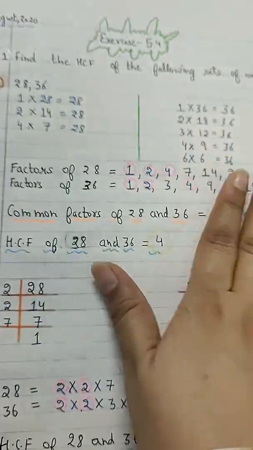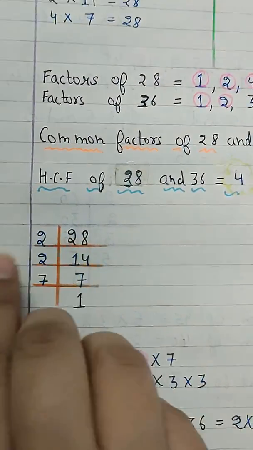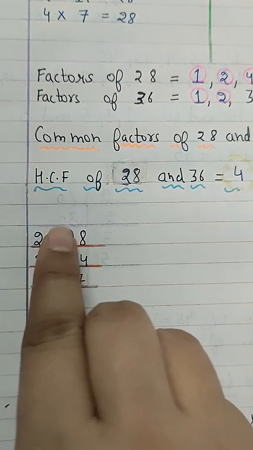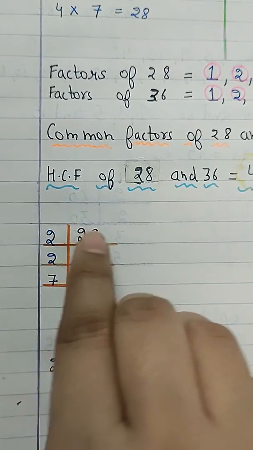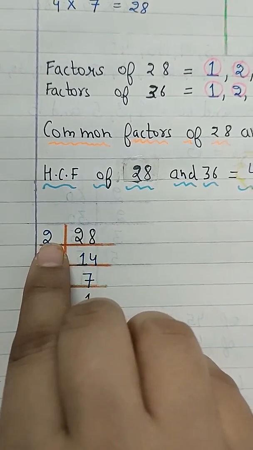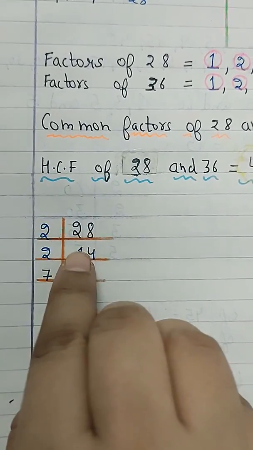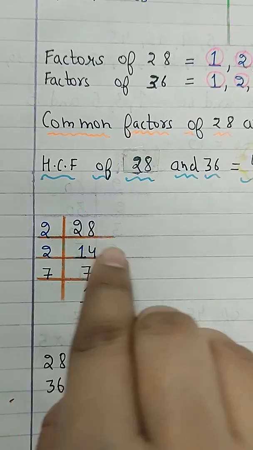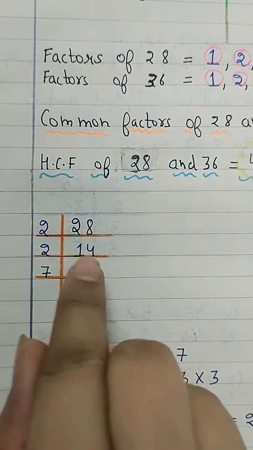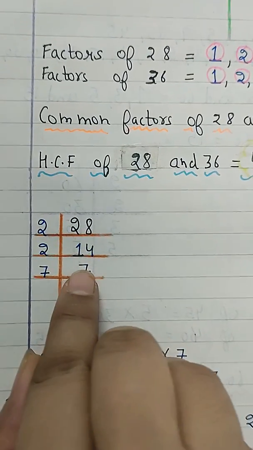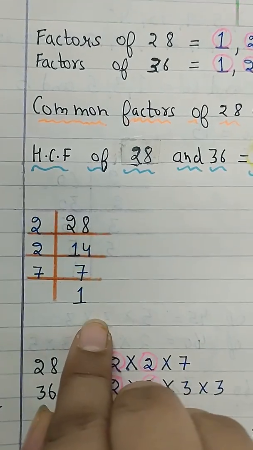Now 28 and 36. So we have to write it like this. For the division method, you always have to use prime numbers. So for 28, you start from the smallest prime number, that is 2, as it is divisible by 2. So you write 2 here. 28 comes in the table of 2 at 14. Now 14 comes in the table of 2 at 7. 7 is itself a prime number, so we write the same number here and we get 1.